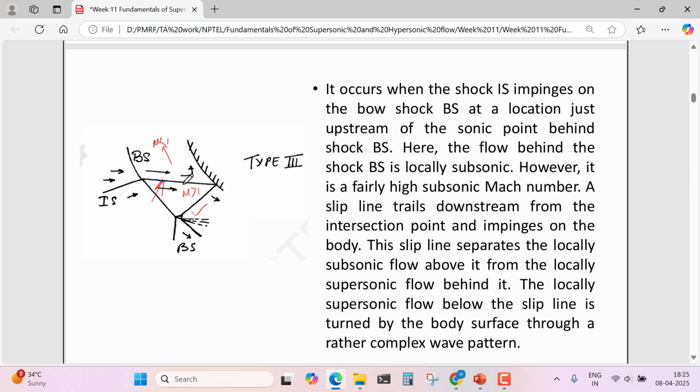So this slip line, so the flow behind the bow shock is locally subsonic. The flow behind the bow shock is locally subsonic, and the slip line trails downstream from the interaction point and its impingement on the body. The slip line will impinge on the body, and the slip line separates the locally subsonic flow above it and the locally supersonic flow behind it. So this is the subsonic flow and this is the supersonic flow. The slip line separated, and after it there will be some complex flow patterns. This is the type 3 interaction.